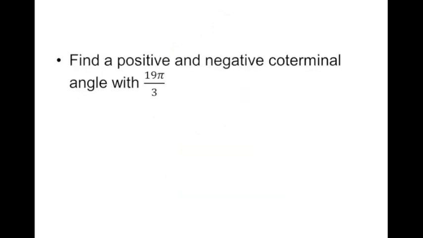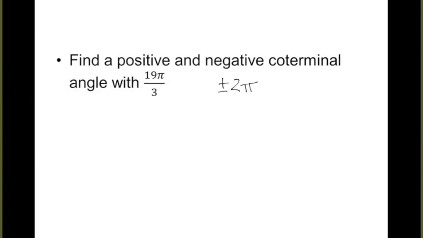Now we're going to talk about coterminal. When we found coterminals in degrees, what did we do? Added or subtracted 360. 360 is a whole circle in degrees. So if I'm working in radians, what is a whole circle? 2 pi. So we are going to add and subtract 2 pi to our value, because 2 pi is a whole circle in radians.